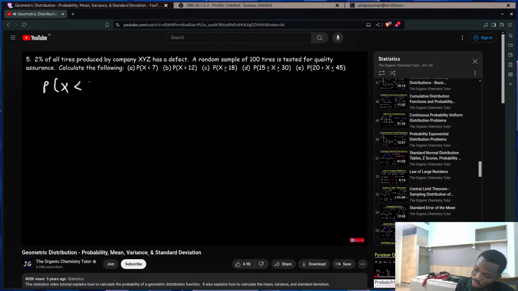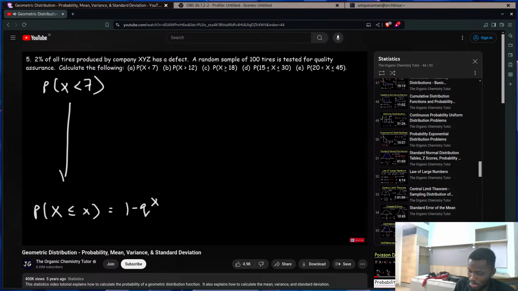So keep in mind, P of x less than 7 includes all numbers from 1 to 6. It does not include 7. So how do we get this answer? Now remember the formula that we used before. P of x less than or equal to little x is 1 minus q to the x. Right now, we have the less than symbol, but not the less than or equal to symbol. However, we can turn this expression into something like this, because this is 1 to 6.